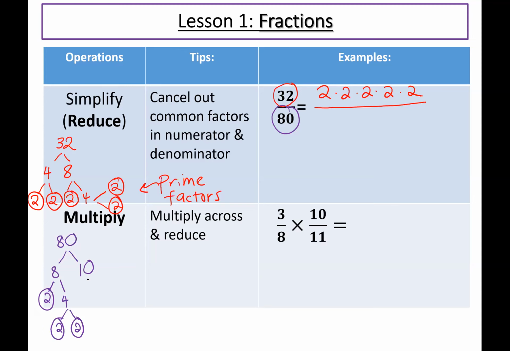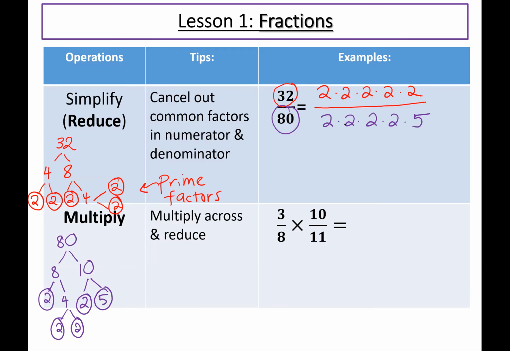Let's go over here to the 10. That would be 2 times 5. Okay, and 5 is also a prime number. I can't break it down anymore other than 5 times 1. So now I'm going to write out all the factors of 80, the prime factors of 80, I should say. So 2 times 2 times 2 times 2 times 5. So there's 4 factors of 2 and then a 5.